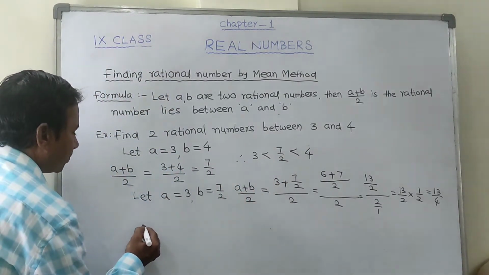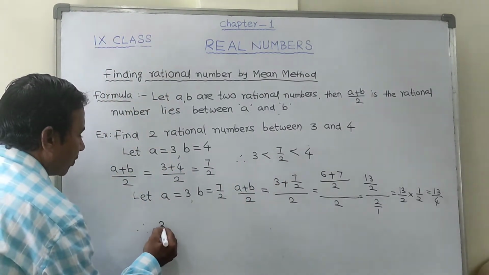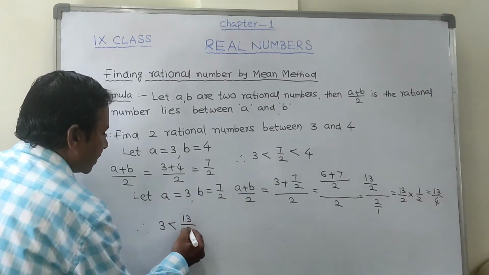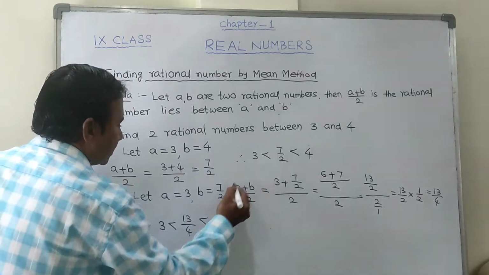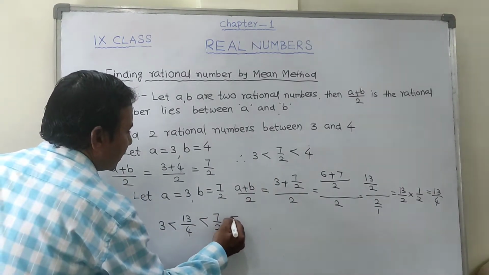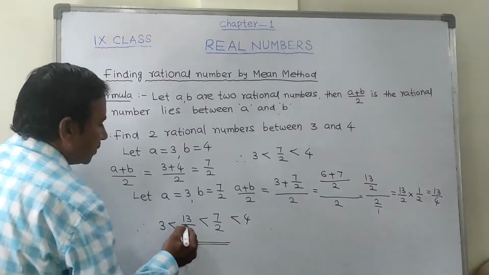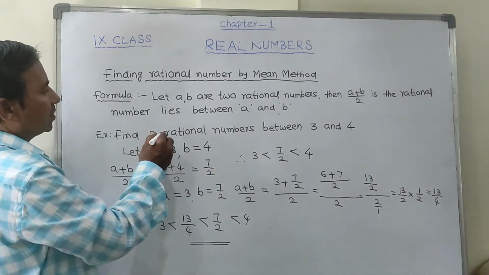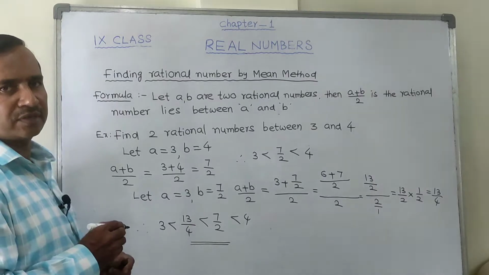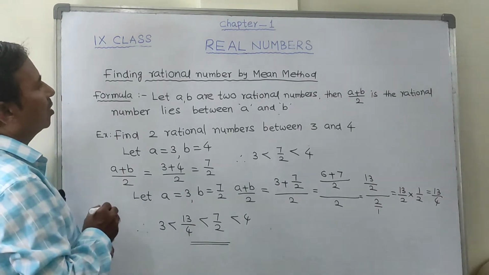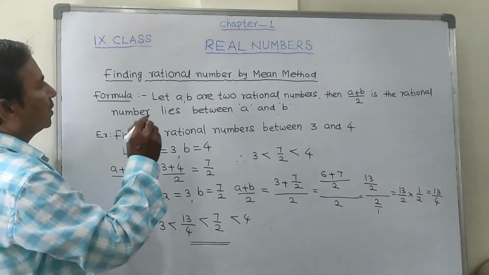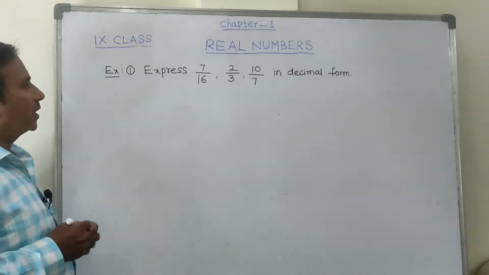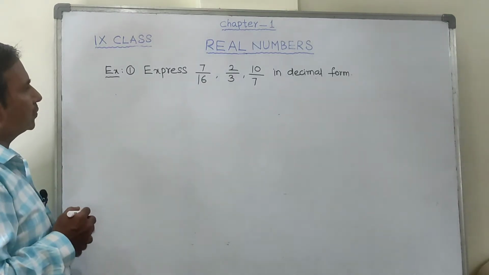First two means we represent it as 3 less than 13 by 4 less than 7 by 2 less than 4. Like that we continue the process until we have as many rational numbers as the question asks. So this is a very important method to find the rational numbers between two given numbers, the mean method. Let us learn the example problems here.